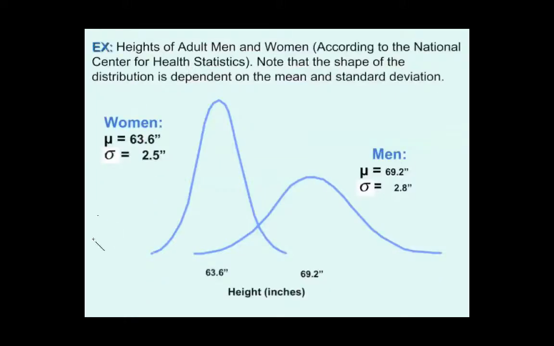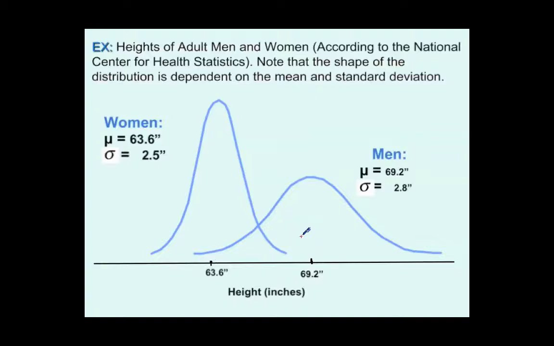Let's go take a look at an example here. Let's say that we've got a distribution of the heights of adult men and women according to the National Center for Health Statistics. Let me put in my x-axis here. It's kind of all of a sudden disappeared on us. A couple of things that we notice here is that the mean for the men, which is centered right underneath the highest point of its distribution, is at 69.2, and the mean for the women is at 63.6, and again it's underneath the tallest point of its distribution. So what we see is that the distribution of the men is shifted slightly to the right of the women, which makes sense. We know on average men are taller than women.